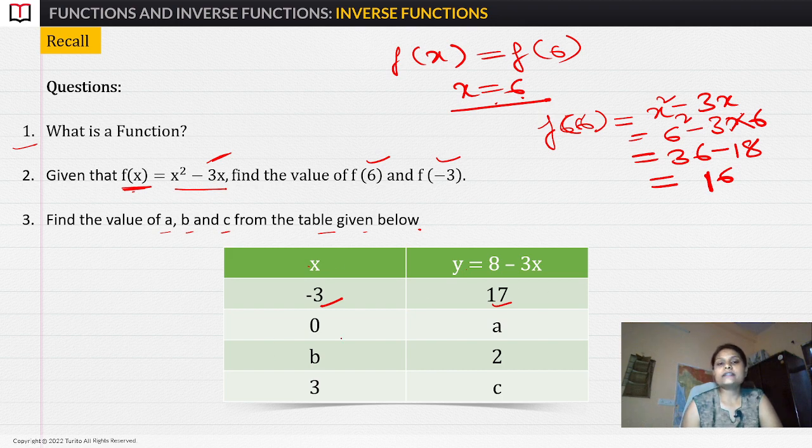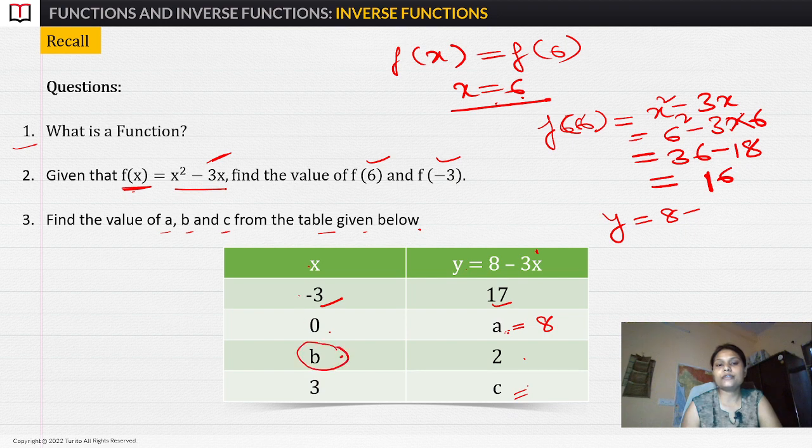Now for x equal to 0, what should be the value? The value is a, so just put x equal to 0 in this equation. That is 8 minus 3 times 0, which is 0. So the value is 8. That means a is equal to 8. Likewise, we have to calculate the value for c also and for b.